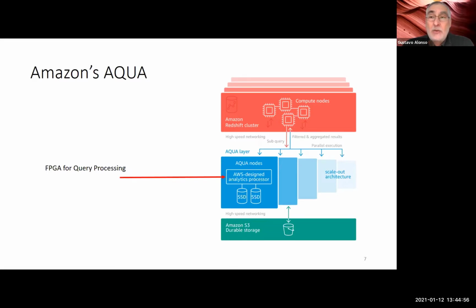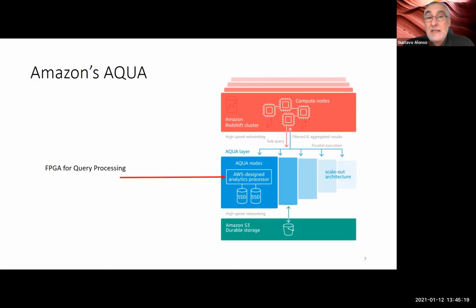be cumbersome. And S3 typically is relatively cheap storage. So what this caching layer does is put the data on an intermediate layer that is based on SSDs, so they are faster. And now comes the interesting thing. There is something called the AWS Analytics Processor. This is actually an FPGA. It's an FPGA that is doing query processing.